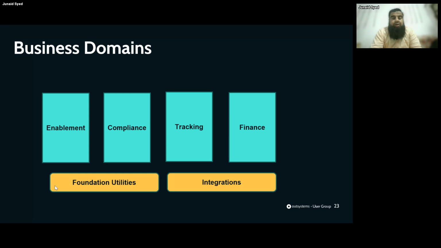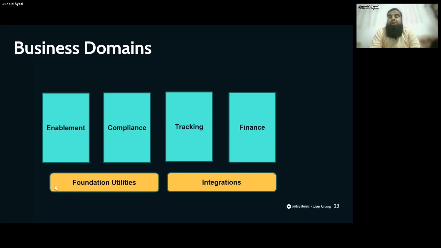And then there were horizontal domains. So there were some foundational utilities. These were general components which one or more domains would use for proper functioning of their applications. So one horizontal domain was foundational utilities. It also contained the general theme and the style guide, the general reusable components, and so on.